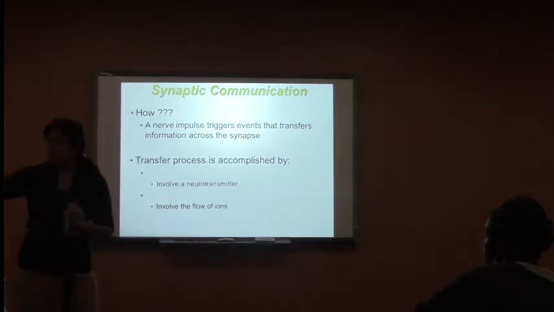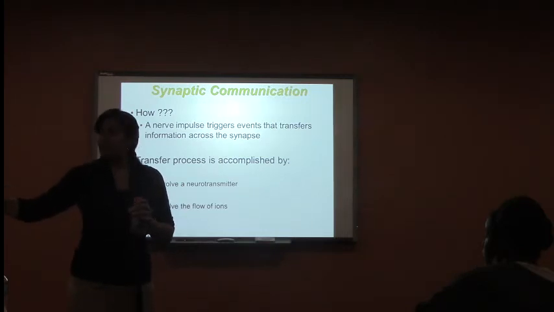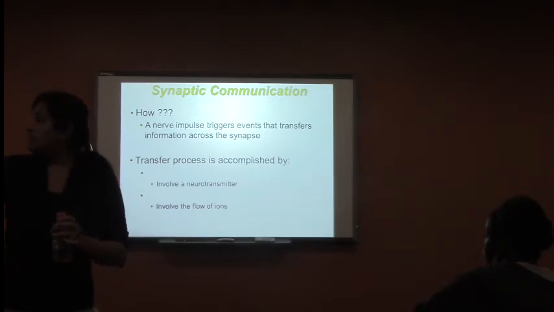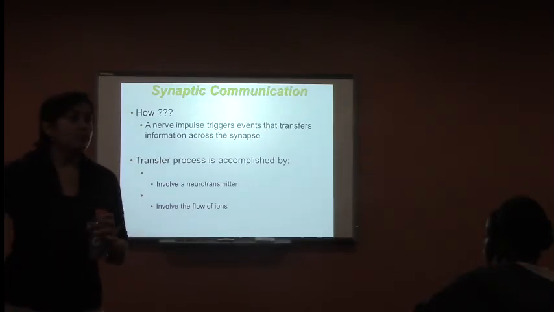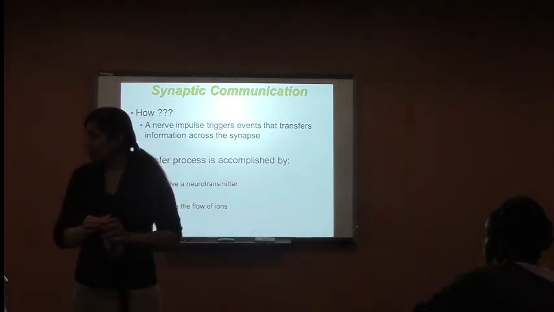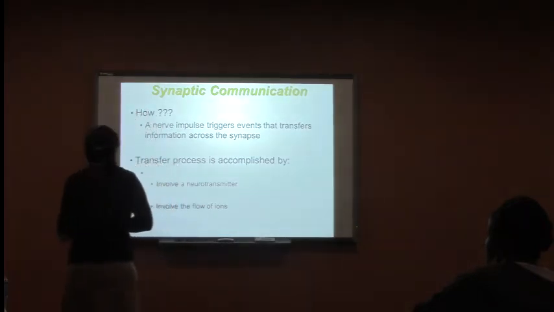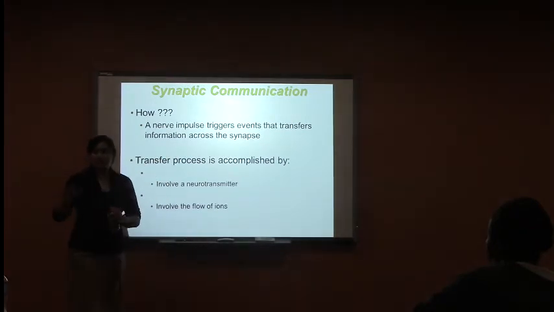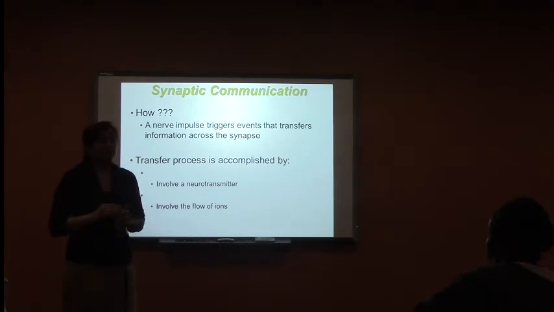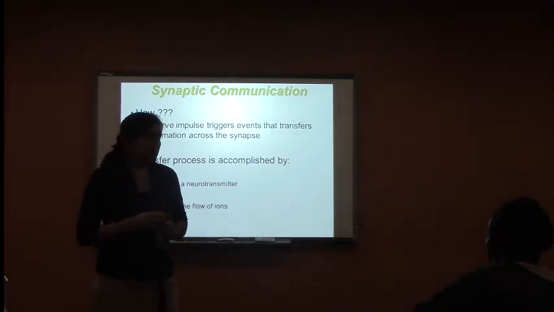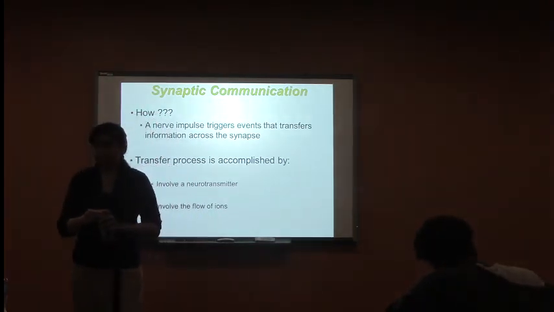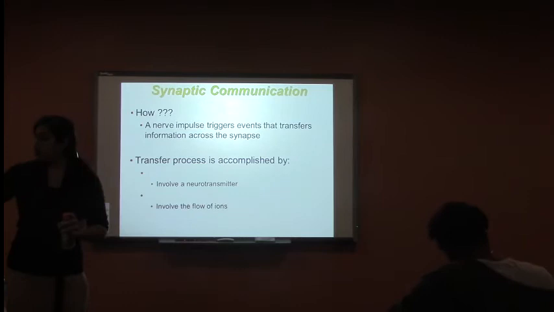So on an axon, it's an electrical signal. From an axon to another structure, which could be another neuron or a muscle, it becomes a chemical one, which is the neurotransmitters. Okay? So a nerve impulse triggers events that transfer information across the synapse. The electrical signal, or the electrical impulse, is called action potential. So action potential occurs on the neuron.